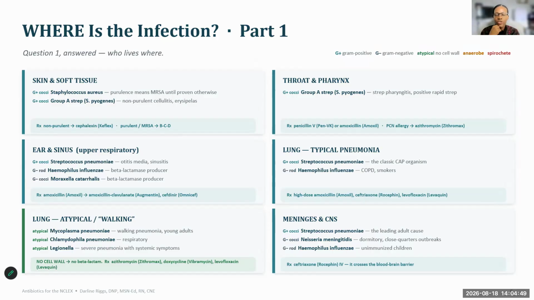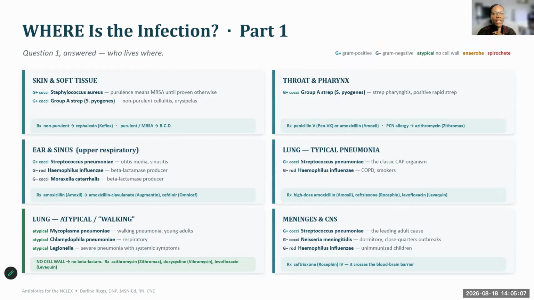Your unimmunized children are at risk of Haemophilus influenzae. For those, it's going to be ceftriaxone, Rocephin. The issue with these is they cross the blood-brain barrier, so they should be taken seriously. So that's step one: where is the infection?